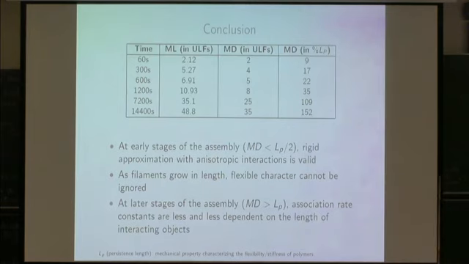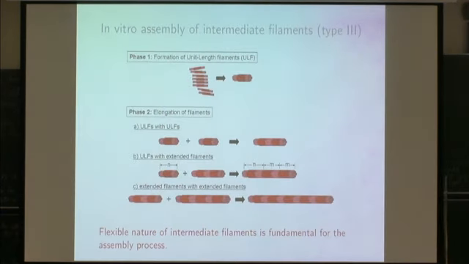So, in short, what I have in here is the importance of the flexible nature of the filament, even in the process of aggregation. So if you want to remember something for the in vitro assembly of intermediate filaments, in here it's going to be more what we call type 3, so it's going to be Vimentin, Desmin, and yeah, there is other thing, but Keratin.